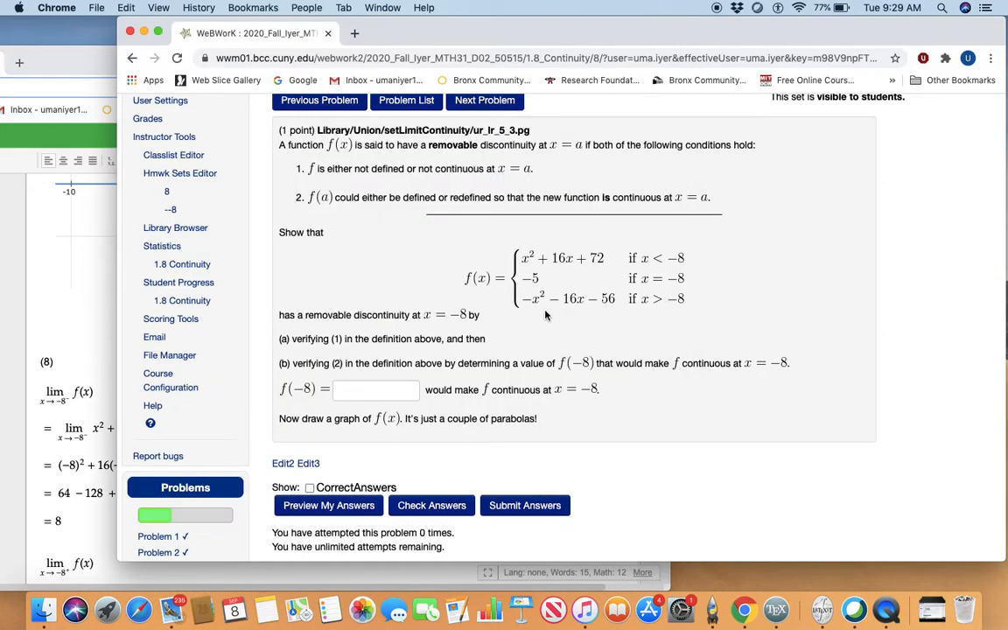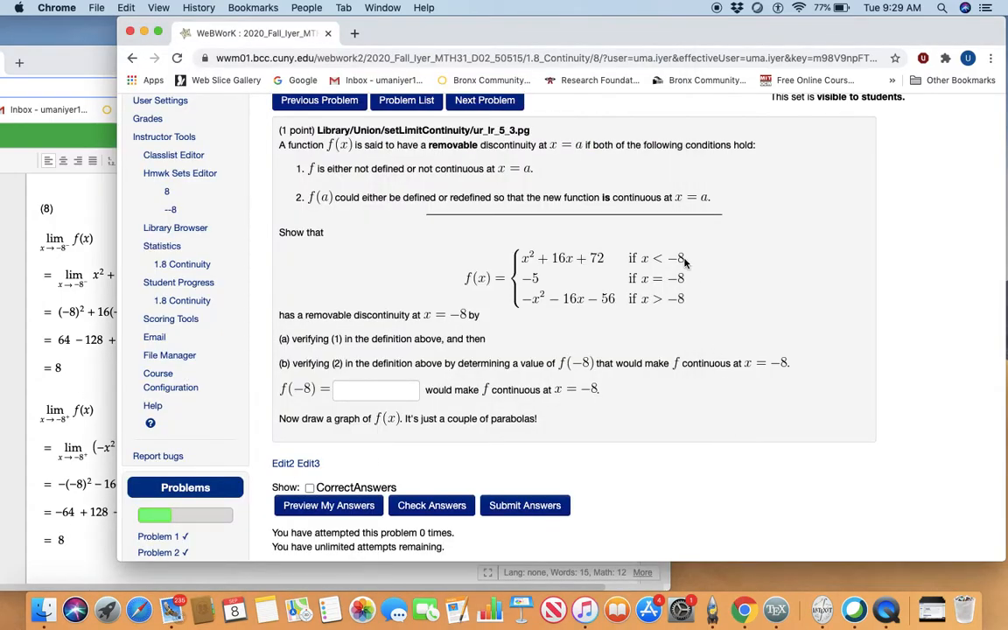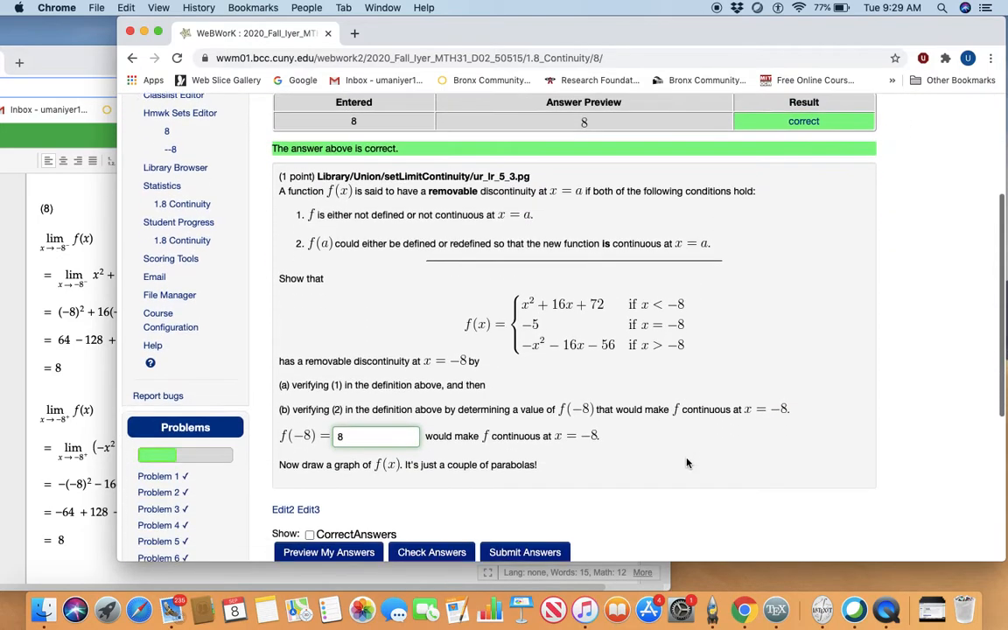On the other hand, let's figure out the limit as x approaches -8 from the right. That is, x is to the right of -8. You plug in there and you get 8 again. So the limits agree. Limits from the left and right agree. But the value at -8 is actually -5. So the only way to fix it is if the value were changed to the limit. Now, if you just fix this, it becomes continuous. All right.